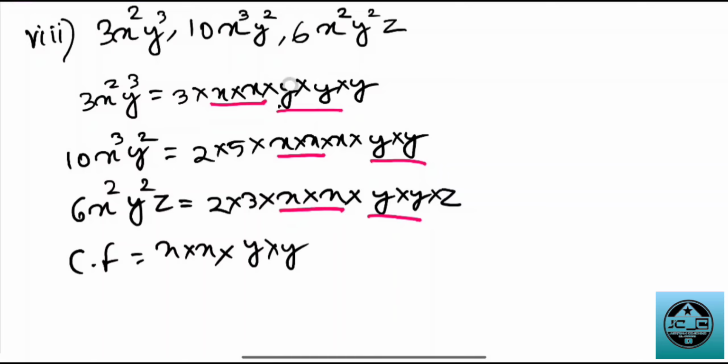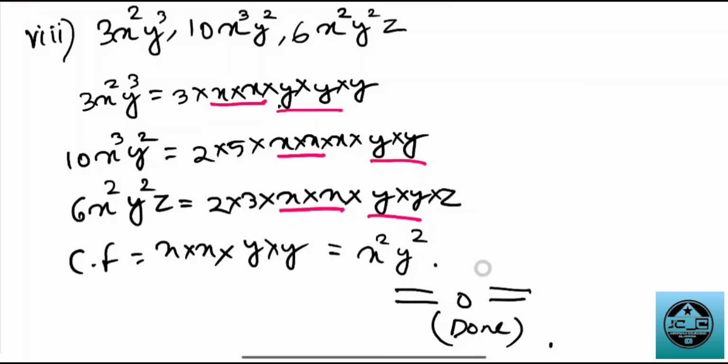Do we have z in every term? No, that is it. So basically 3, 10 and 6, right? All in these terms we have common factor as x square and y square. Along with this, question number 1 is completed, done. Okay, if you want, pause the video and then make a note of this.